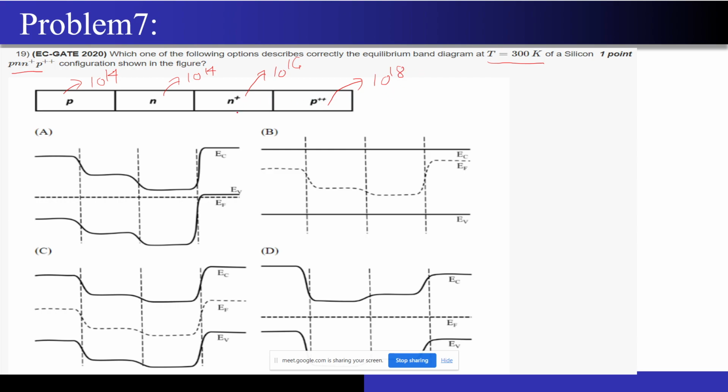Now since this is a GATE question, can you guys please help me how to solve this question? We will solve this question by eliminating the options. We won't be drawing the diagram completely. So can you guys please help me which options I can eliminate out of this A, B, C, D?